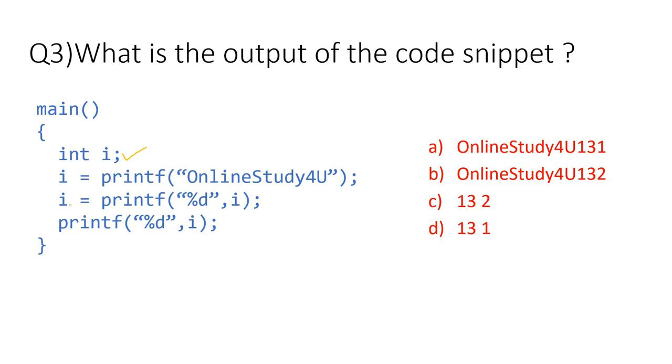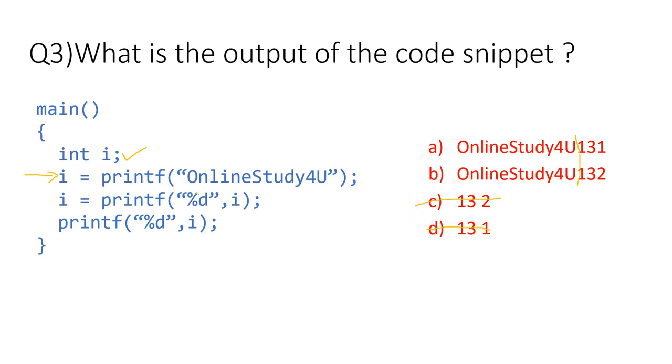In the next line we have I is equal to again printf %d I. So what is going to be stored in I? And at the end again you have another printf which is going to print %d, which is I. So it seems confusing, but it is not. Trust me, I'll tell you what happens here. In the first sentence, I is equal to printf online study for you. This online study for you is definitely printed till here. So we can rule out these two options.